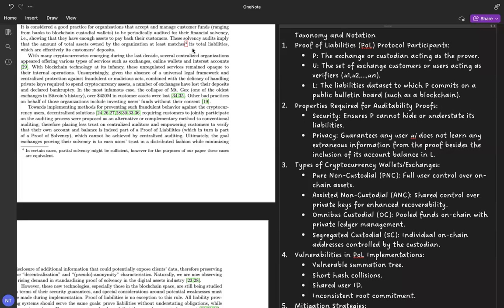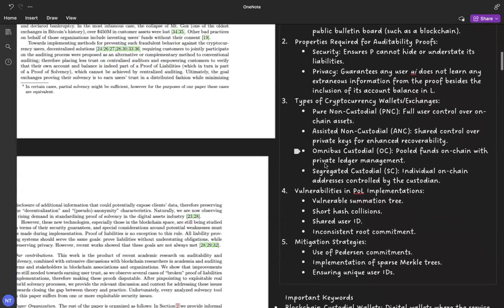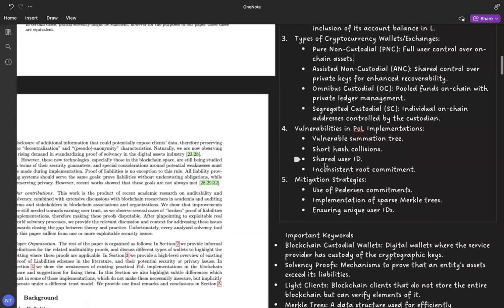Got it. Yeah, there are a lot of loopholes here. All right, let's keep on going.